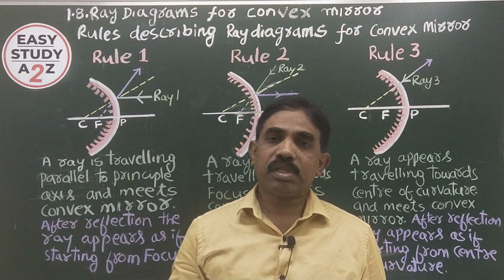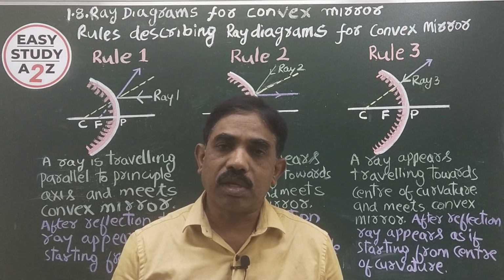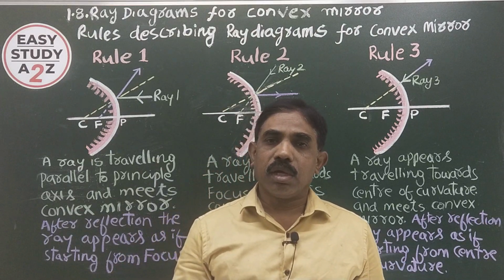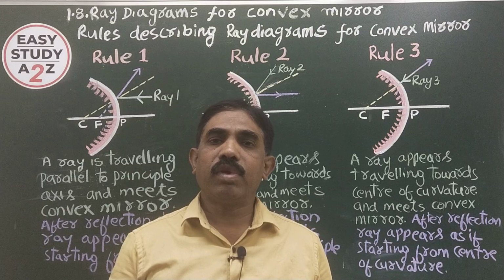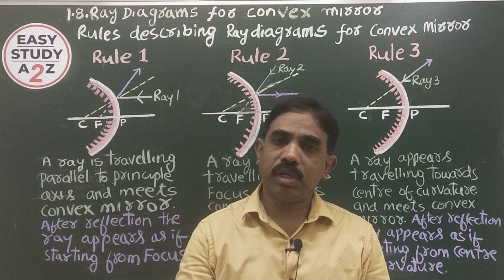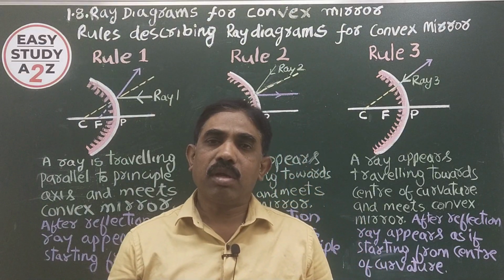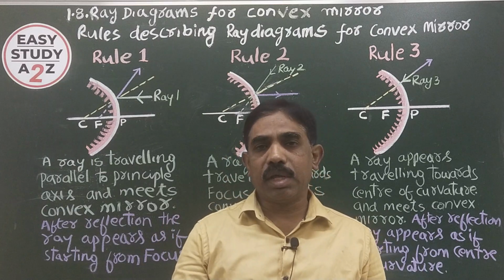Chapter 1, Reflection of Light at Curved Surfaces. Topic 1.8, Ray Diagrams for Convex Mirror. We have three rules describing the ray diagrams for convex mirror.